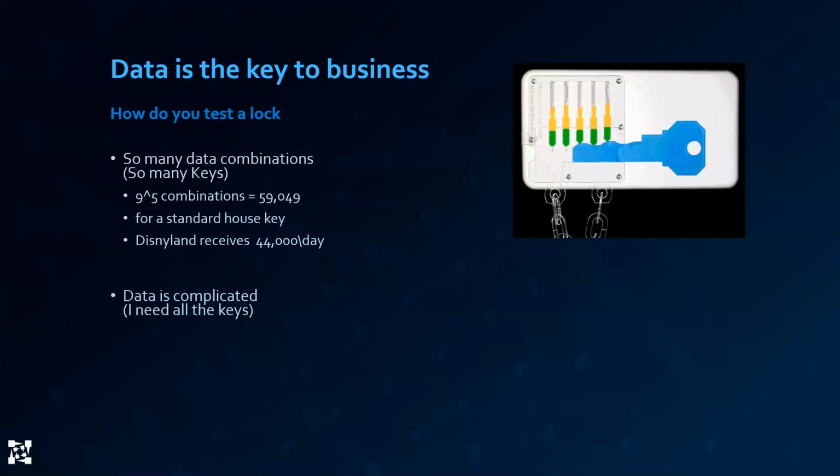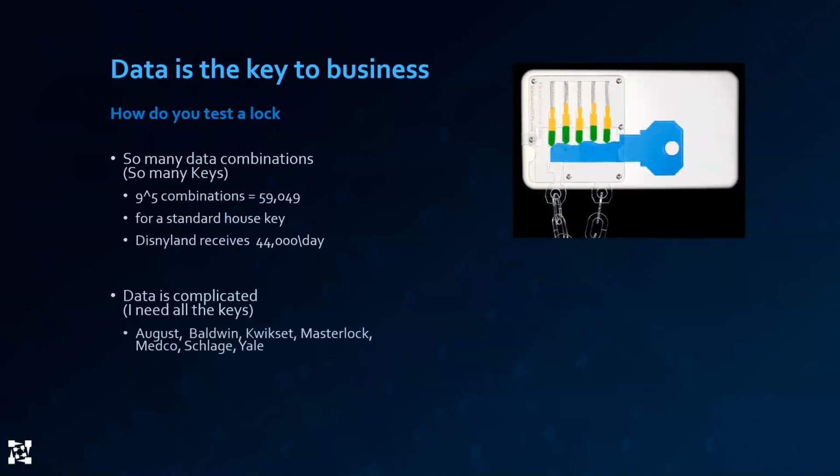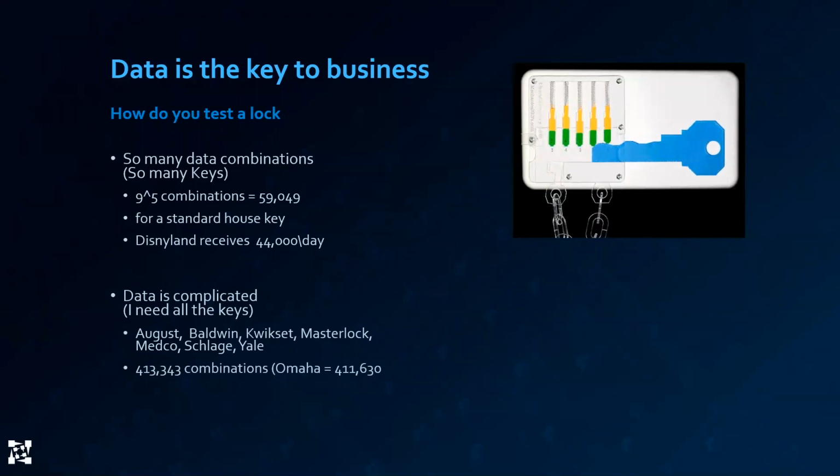Even with something as simple as this, it can be a pretty large combination of inputs. But it turns out that it's not as simple as just a single lock. There are actually 7 different manufacturers of keys, at least here in the US. Major manufacturers are August, Baldwin, Kwikset, Masterlock, Medco, Schlage, and Yale. And each one of these key manufacturers has a slightly different way of setting their pin depths. So if you do the math, it means that there are 413,343 different combinations of keys.